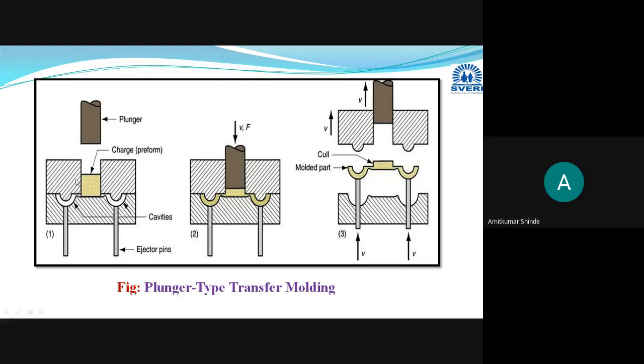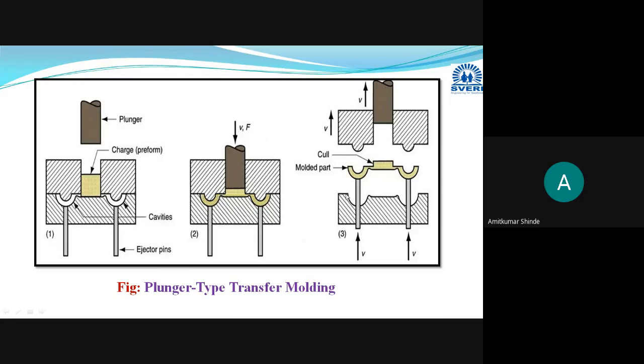And then due to the pressure and due to the heat, this charge will get semi-solidified, or it will get transformed into the liquid stage, and it will get transferred into the cavities through this gate and runner arrangement. The mold is kept in the closed position only, and sufficient curing time is provided. After sufficient curing time, the material will get solidified and it will acquire the shape of that mold cavity.